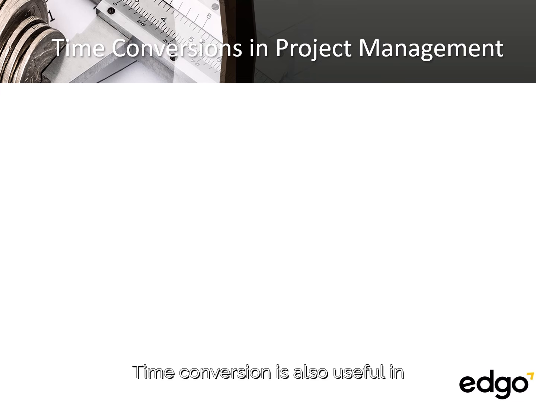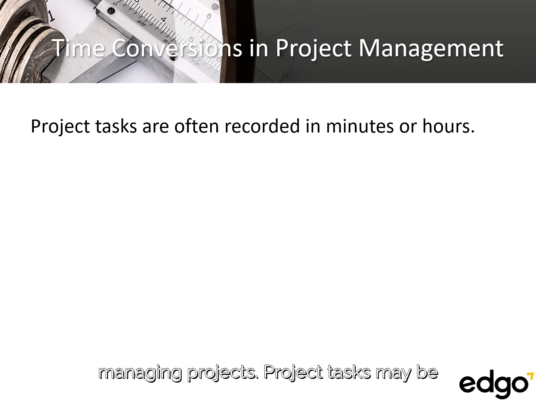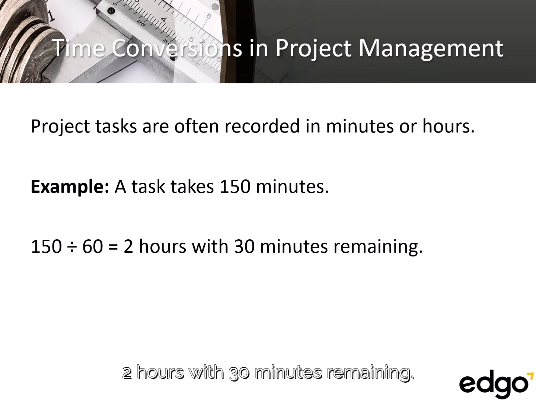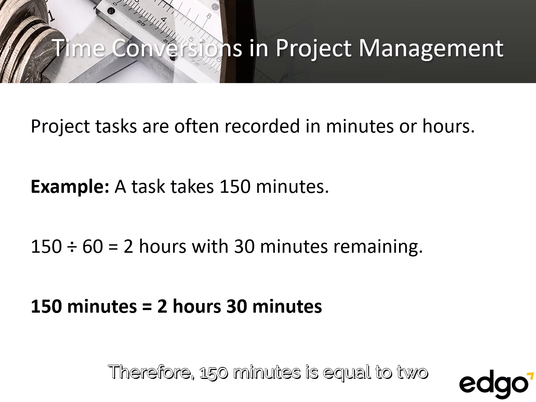Time conversion is also useful in managing projects. Project tasks may be recorded in minutes or hours. For example, a task takes 150 minutes. If we divide 150 by 60, we get 2 hours with 30 minutes remaining. Therefore, 150 minutes is equal to 2 hours and 30 minutes.